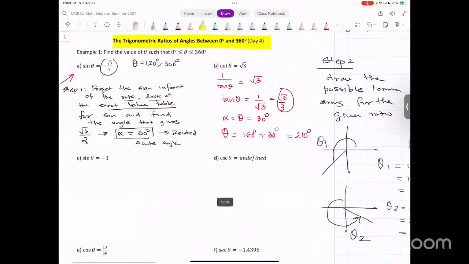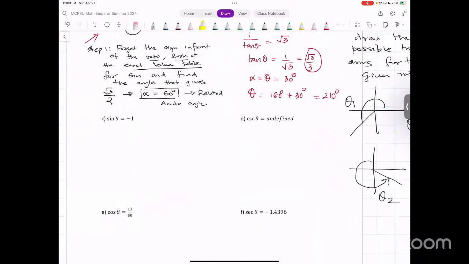Now we're moving back to a question like this. How are we going to do it? Same strategy applies, but do you know what the alpha should be? No, we don't, because it is not part of the exact values. All we're going to do is the same process: forget the sign. In this case, it's positive. We will use the calculator to find the angle. Cos inverse of 30 over 50 will give me the alpha.